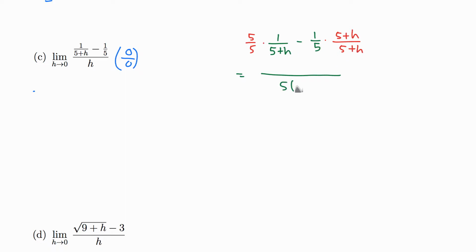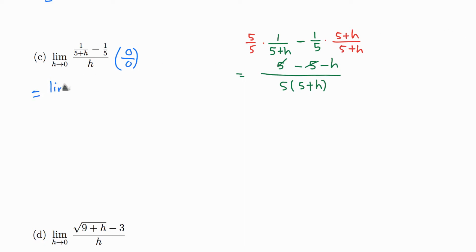So we just write once, 5 times quantity 5 plus h on the bottom. On the top, 5 times 1 is 5, minus 1 times two terms. So this is -1, so we need to distribute -1. -1 times 5 is -5, -1 times h is -h, and 5 minus 5 cancel. Just -h is now the top.